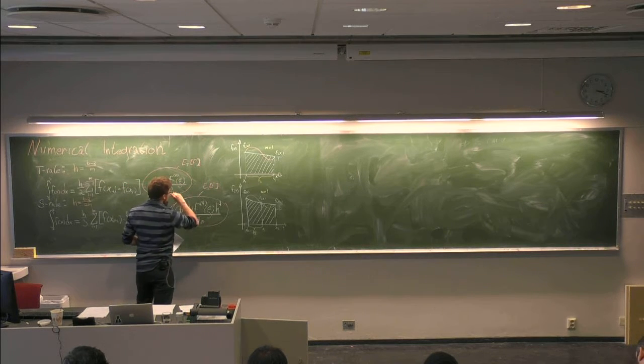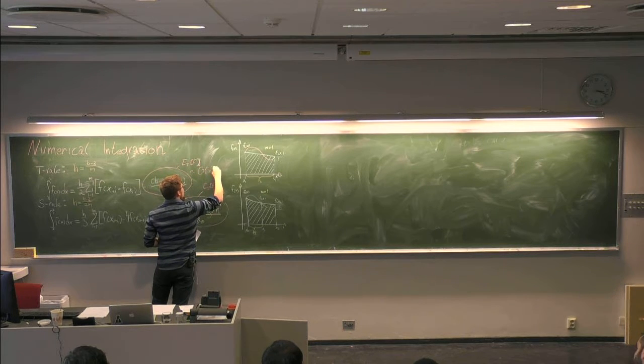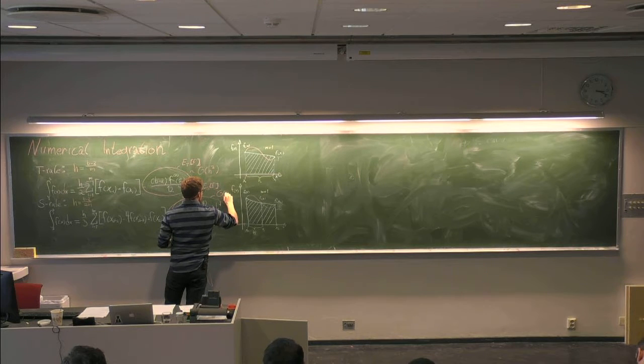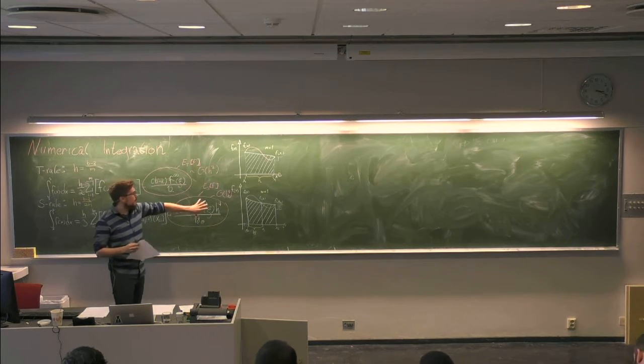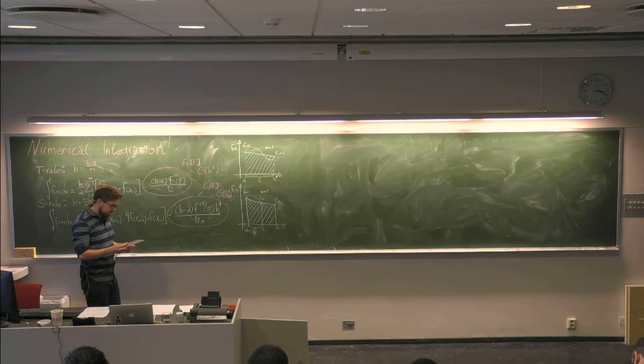As you can see, this one is of O(h^2), and this one is of O(h^4). So this is 2 orders of magnitude more accurate than the trapezoidal rule.